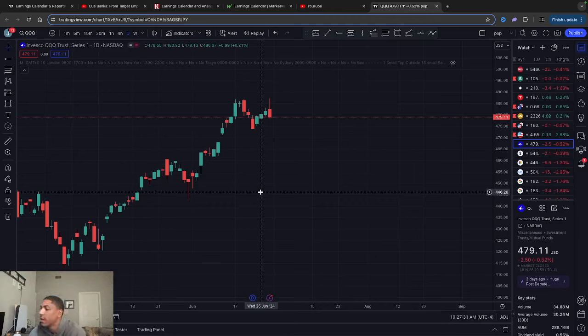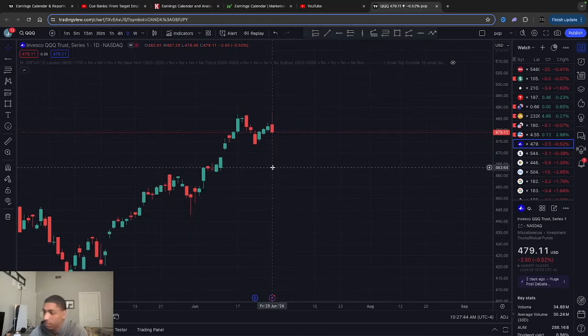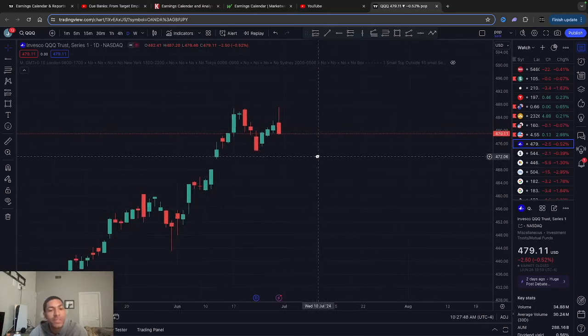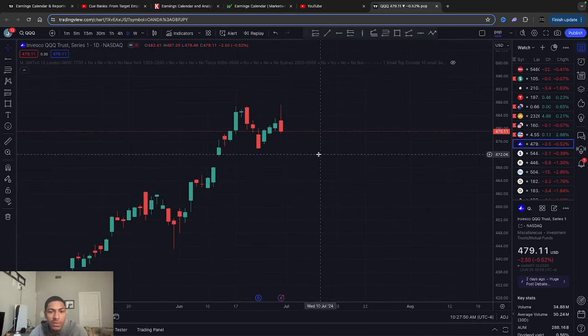But today we're just gonna go over how to do market analysis and find those liquidity pools. We're gonna focus on stock options, so we have the QQQ trust. Using this strategy, we can use calls or puts for options, either selling options or buying options going to the upside.